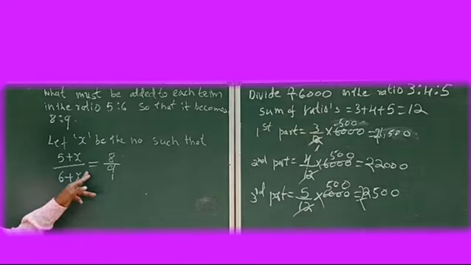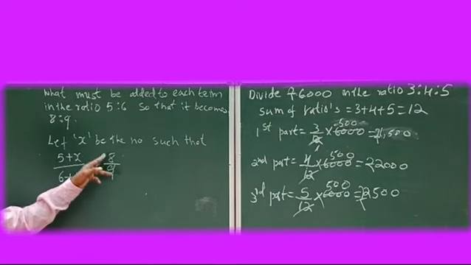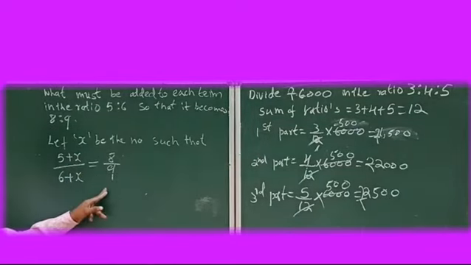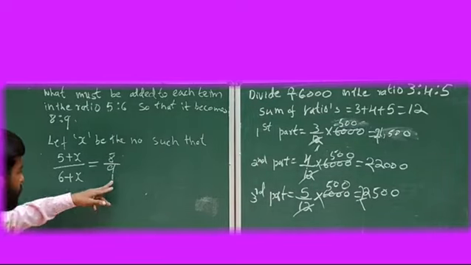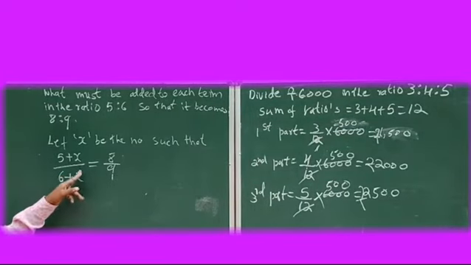You can directly say, this number is equal to 3. 5 plus 3 equal to 8. 6 plus 3 is equal to 9. But since it's a 2-mark question, you need to solve by ratio method only.